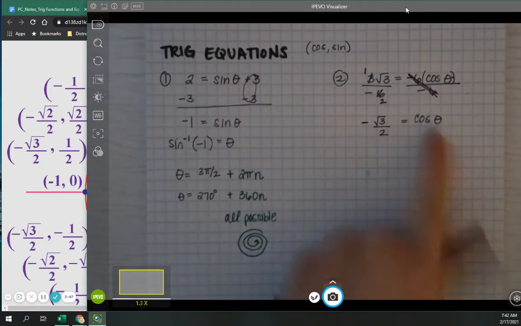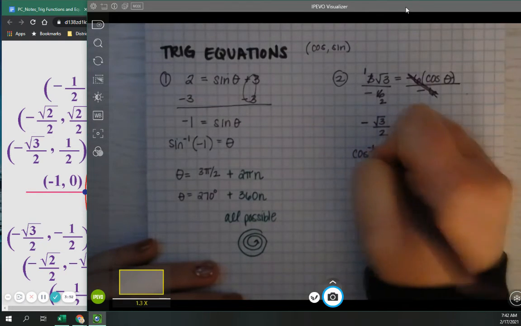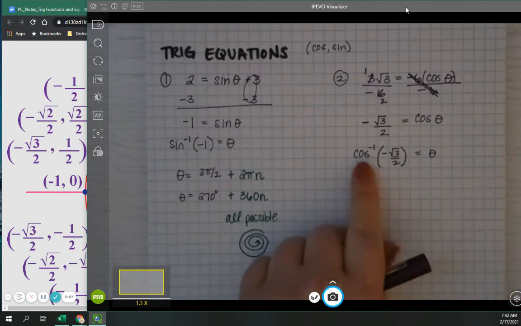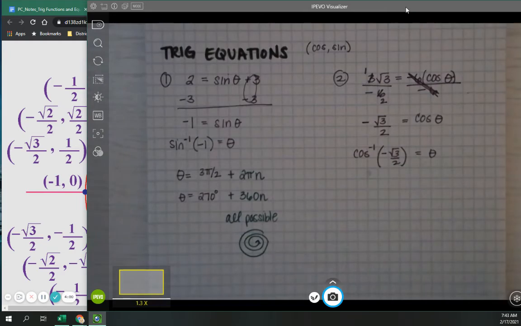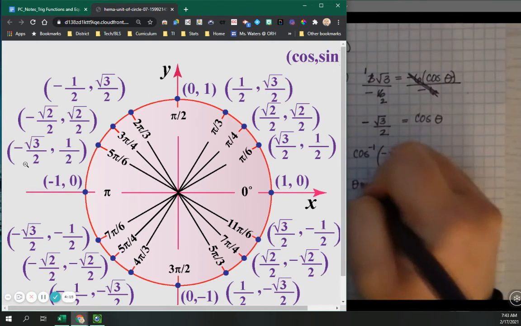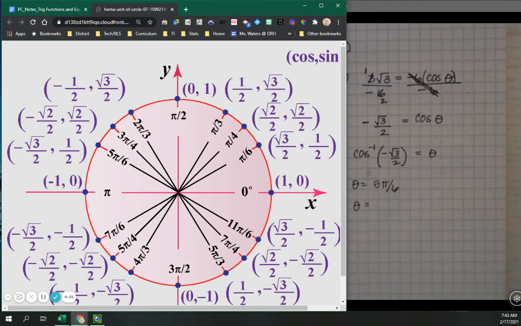Our goal is to get theta by itself. So I'm going to put my theta here. Do the inverse of cosine, -√3 over 2. Where on the unit circle is cosine -√3 over 2? Coming over here to my unit circle. Cosine is the x value, so x is going to be negative √3 over 2. That's at 5 pi over 6. And it's also at -√3 over 2, 7 pi over 6.